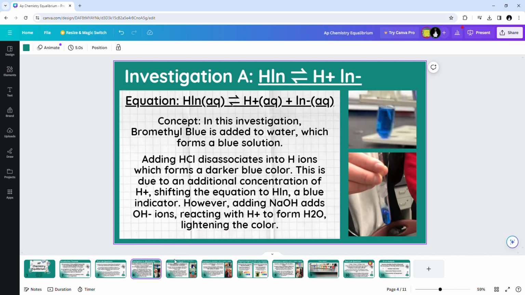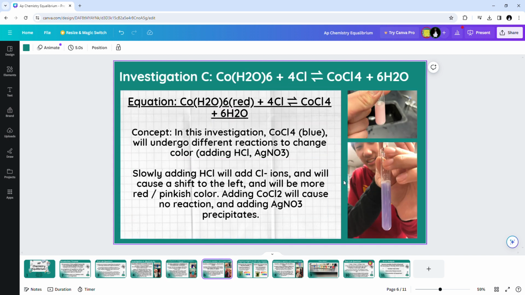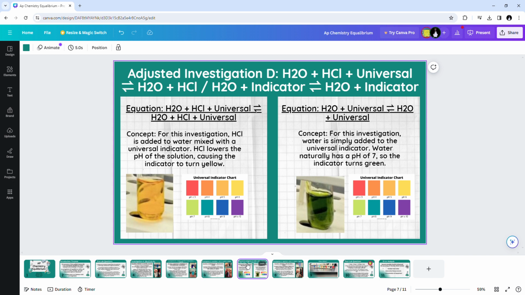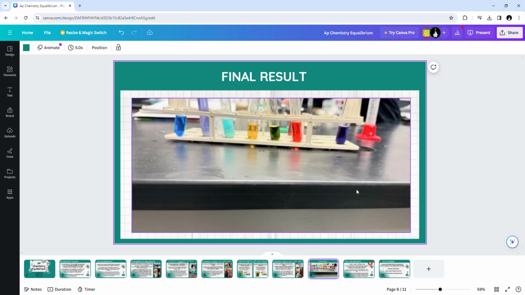So this is investigation A with the blue solution. This is investigation B with light blue. This is C with the pink/purple. And this is investigation D. This is E. And this is our final result, where we placed everything in order like a rainbow.